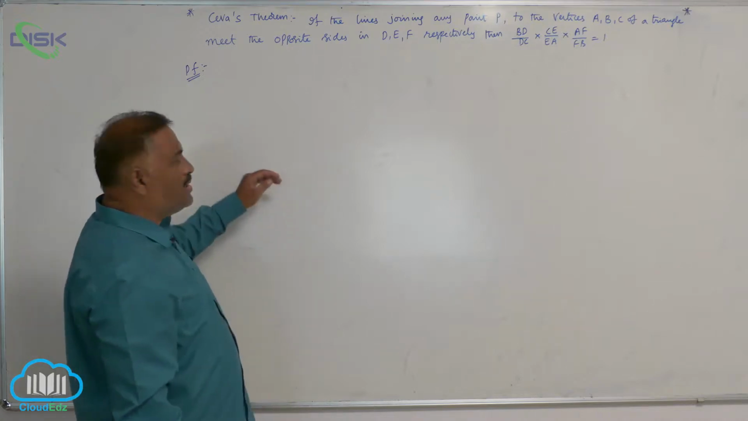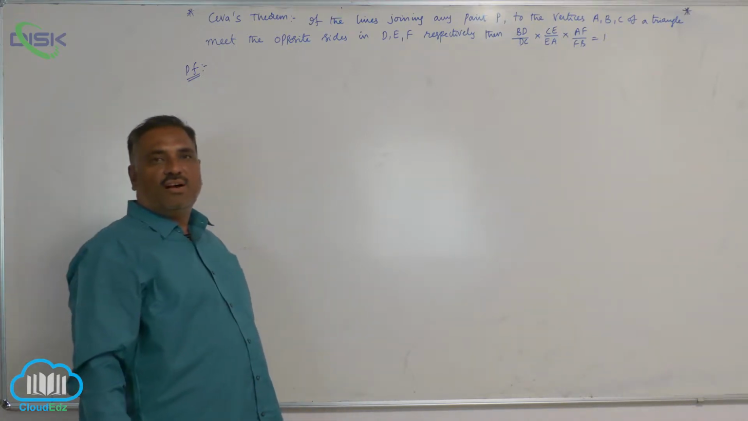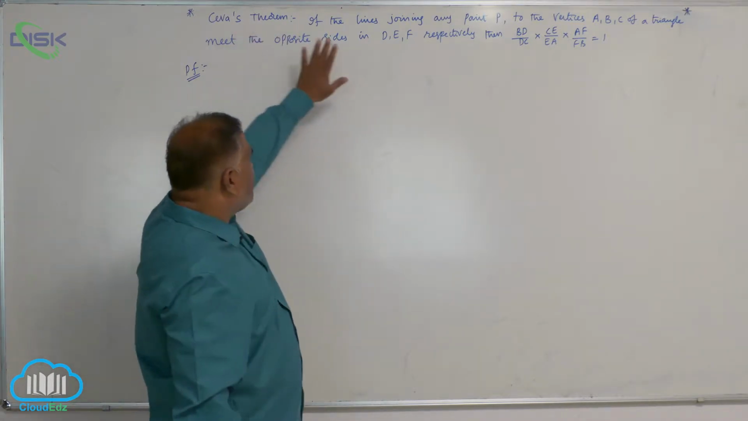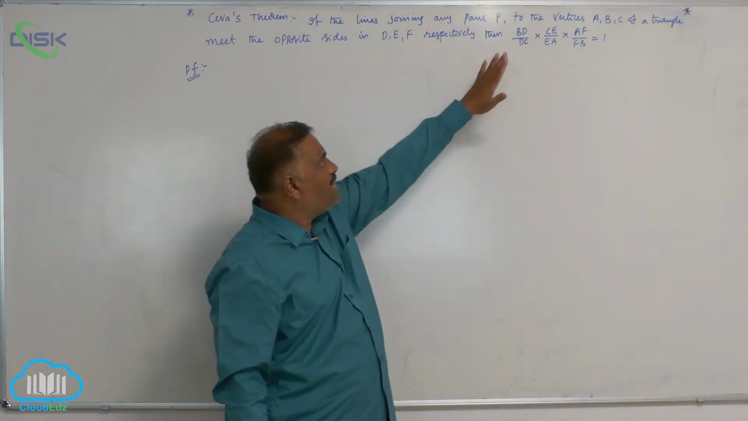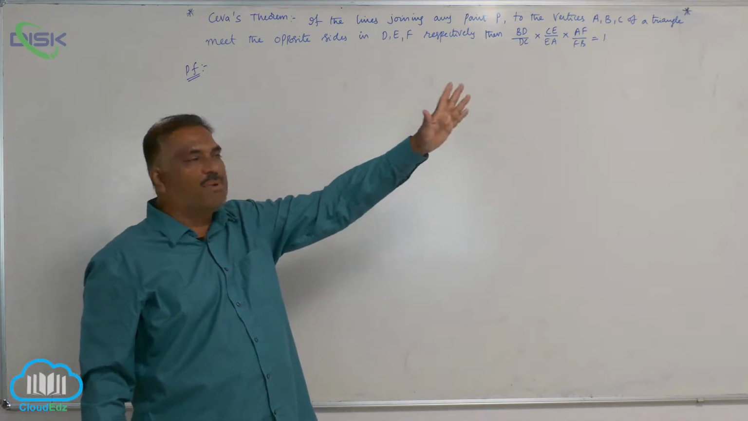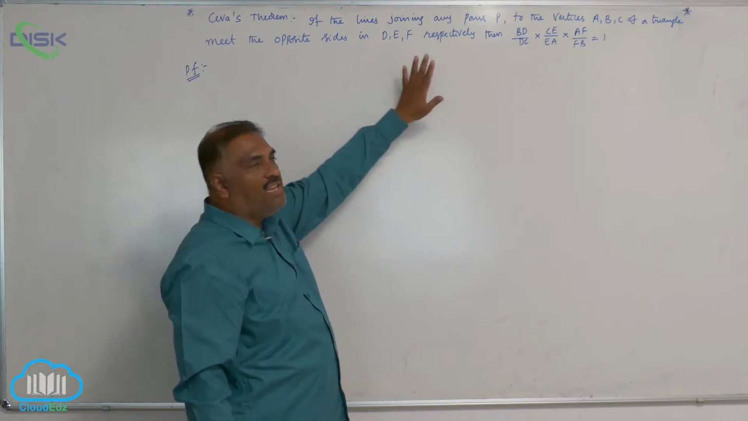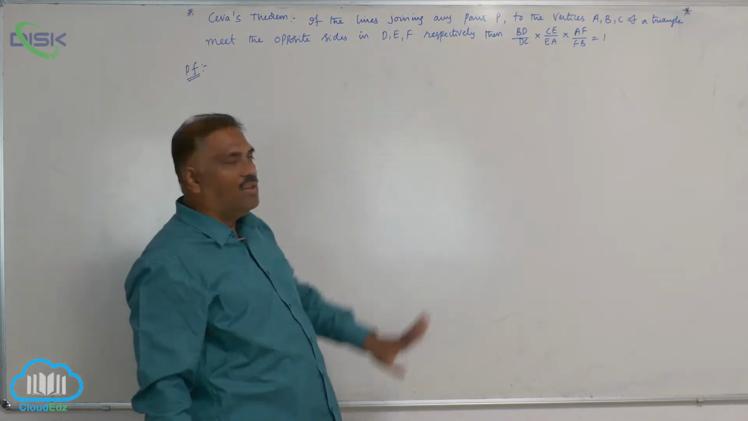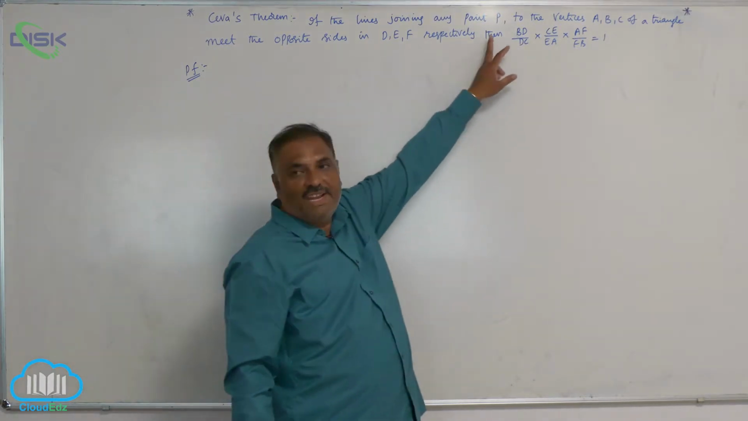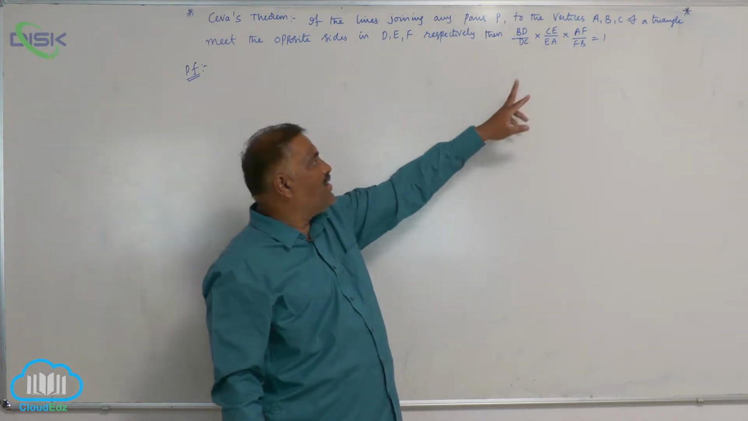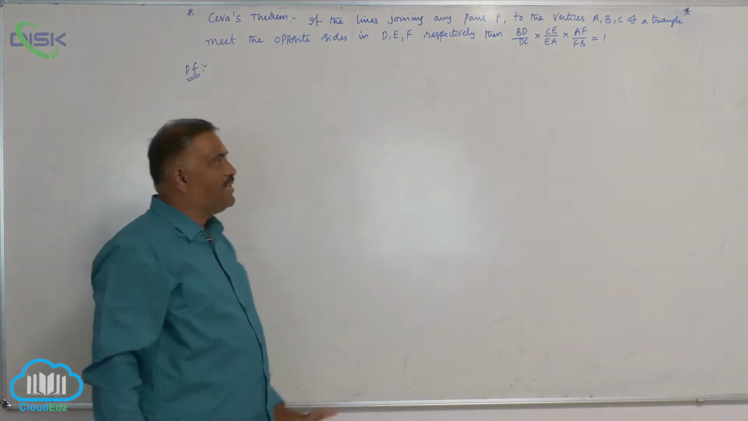Let us discuss one of the famous results of the straight line chapter, Ceva's theorem. If the lines joining any point P to the vertices A, B, C of a triangle meet the opposite sides in D, E, F respectively, then we need to prove that BD by DC into CE by EA into AF by FB is equal to 1.